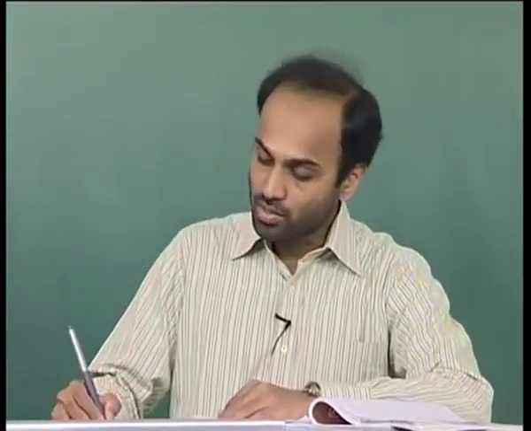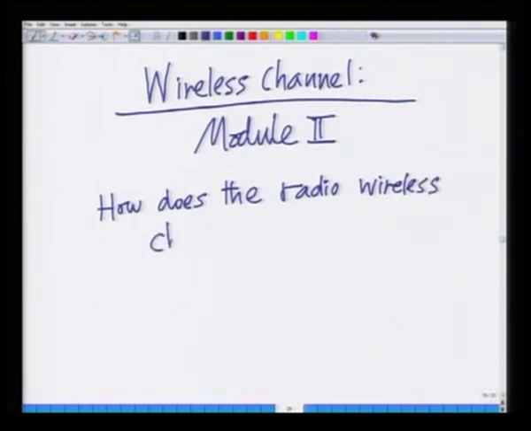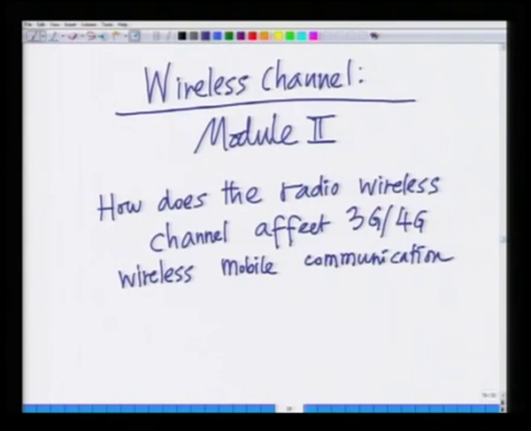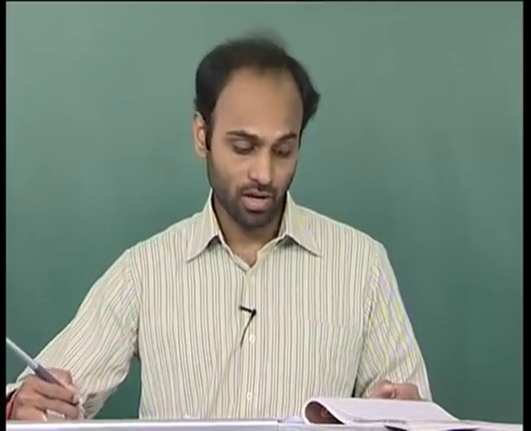So, we will understand how the radio frequency wireless channel affects 3G and 4G wireless mobile communication. What is the role of the wireless channel in 3G, 4G wireless mobile communication?